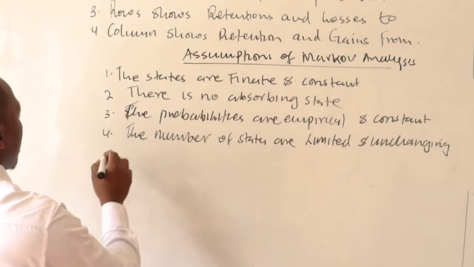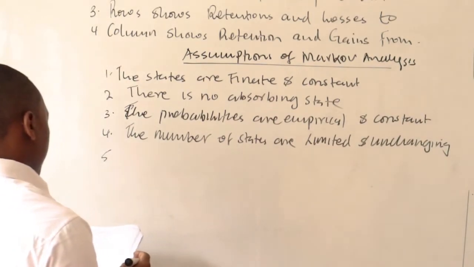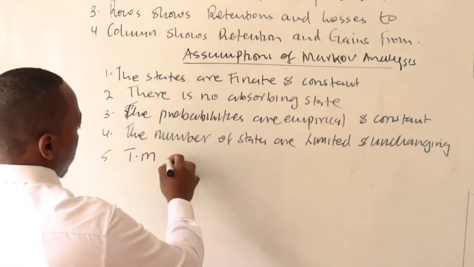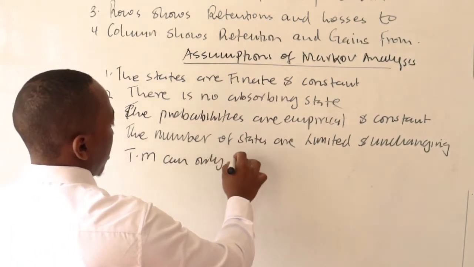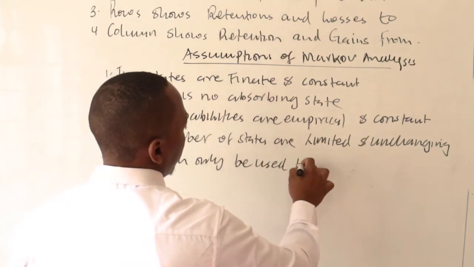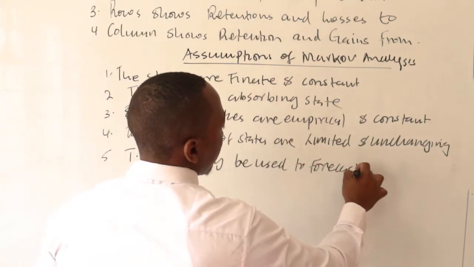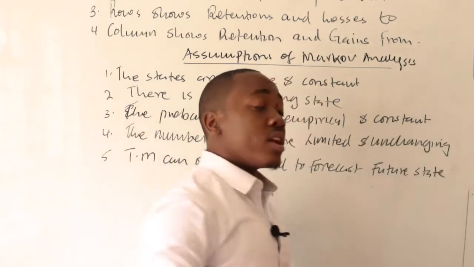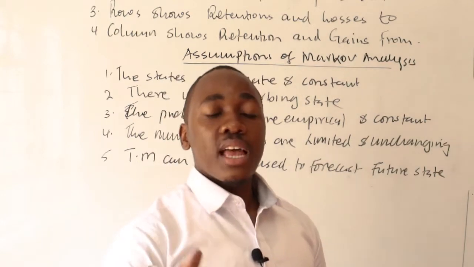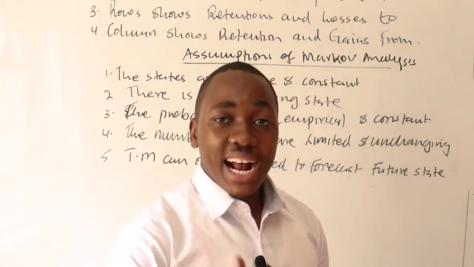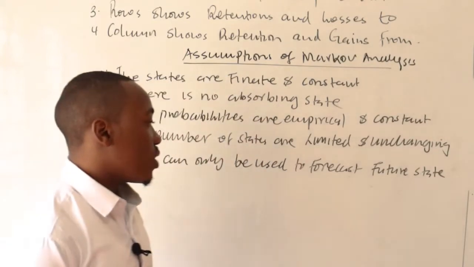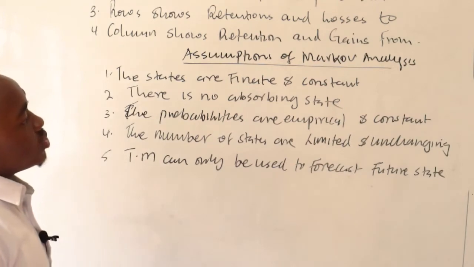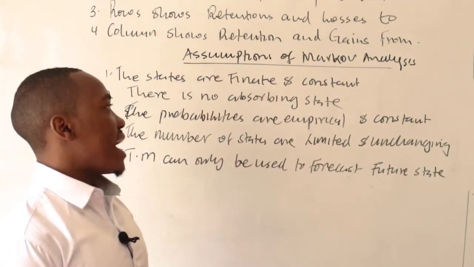They are unchanging. Another assumption, we can say that the transition matrix can only be used to forecast the future state. You can only use a transition matrix to forecast the future state, but you cannot use a transition matrix to forecast the previous state. So those are some of the assumptions of Markov analysis.